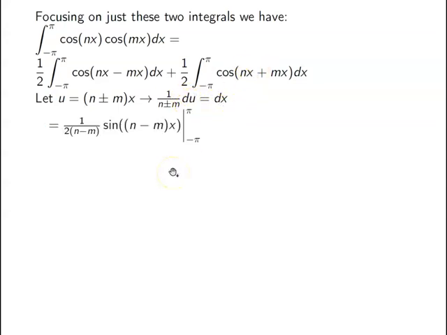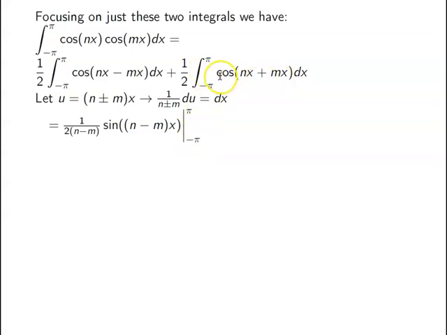I make that substitution, and I'm going to have 1/2 times this n plus or minus m on the bottom. However, for the first one, it's minus, so I'm not writing plus or minus, I'm writing the one I have. For this one, it's going to be minus. The integral here for cosine is going to give me sine of n minus m times x, and I'm going to evaluate from pi and negative pi.